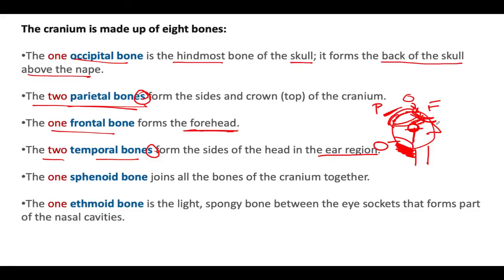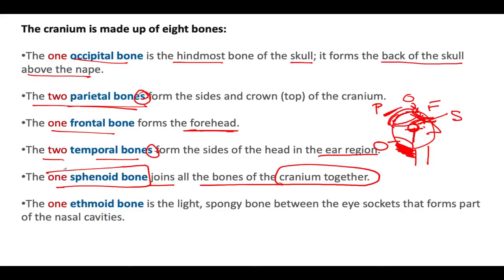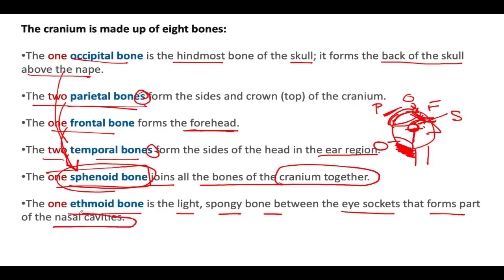Then the sphenoid bone is inside the skull, so I'll just put an S for sphenoid. What's the purpose of the sphenoid bone? It joins all the bones of the cranium together. So we have a connection of the temporal, the frontal, the parietal, and the occipital, with the sphenoid bone in the middle of it. Then the ethmoid bone is the light spongy bone between the eye sockets that forms part of the nasal cavity. So that's the ethmoid bone.